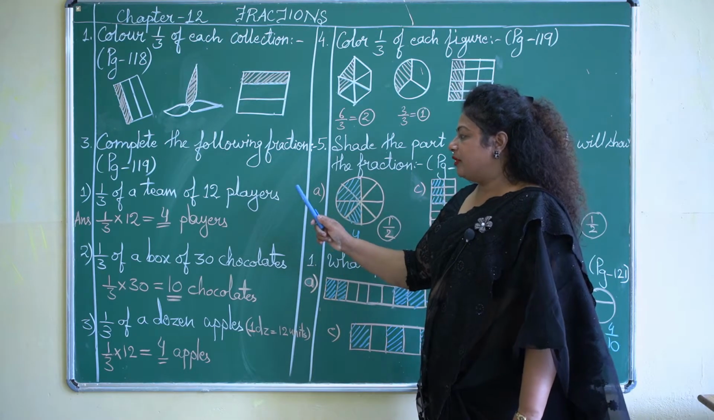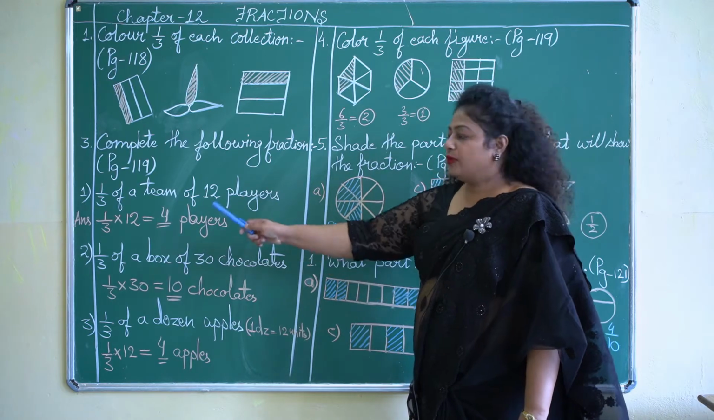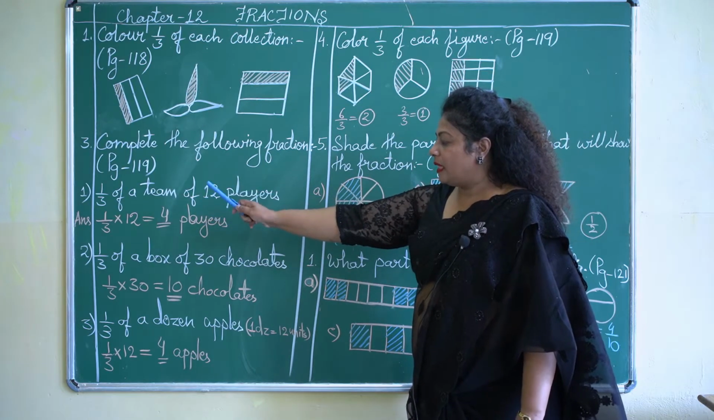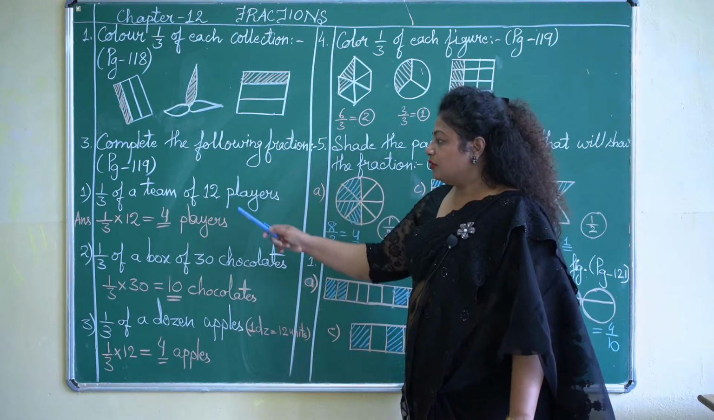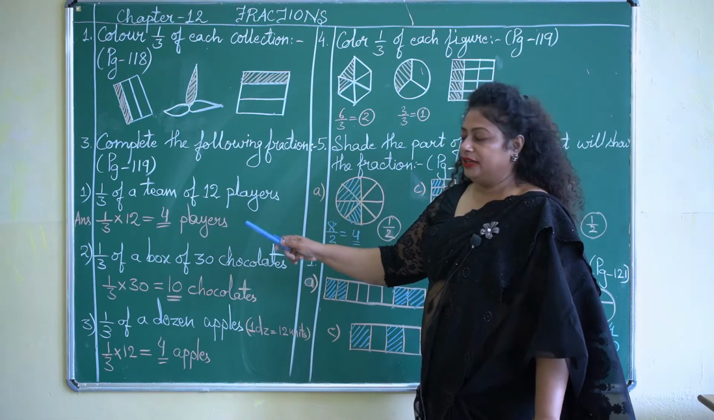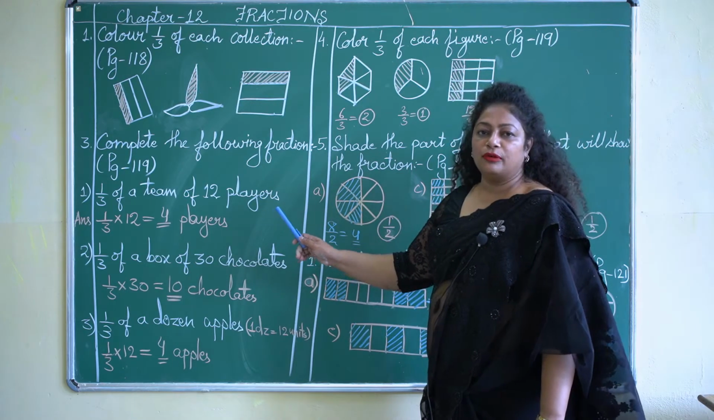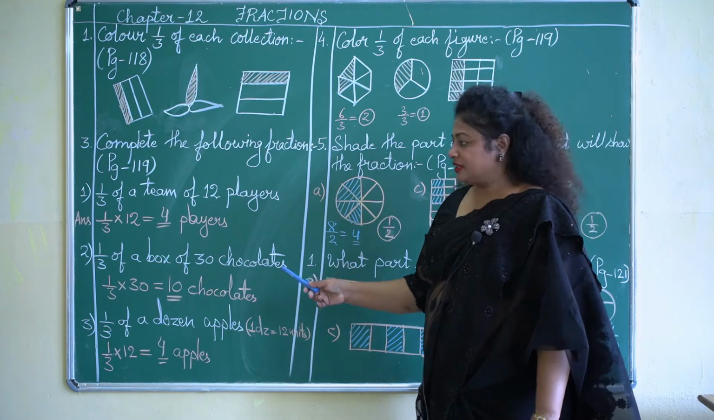1/3 of a team of 12 players. That means first you have to note down 1/3 multiplied by how many players are given to you? 12. So multiplied by 12. When we divide 12 by 3, we will get the answer 4 players. Okay. I am reading the next question.